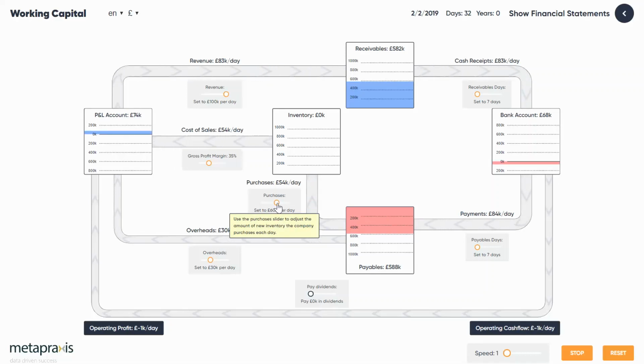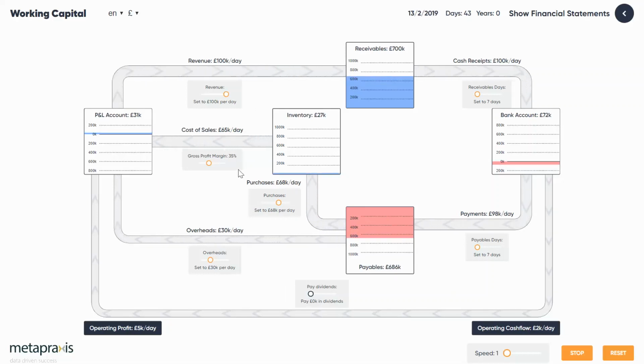So let's increase purchases some more. Let's drag it up to 68, and now we can see that revenue is 100,000 per day, cost of sales 65. So now our inventory balance is slowly increasing because we're buying £68,000 of new inventory each day, and we're selling 65,000. So it's going up by 3,000 per day.